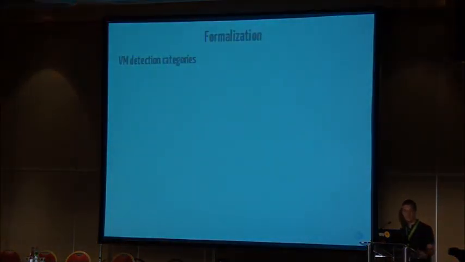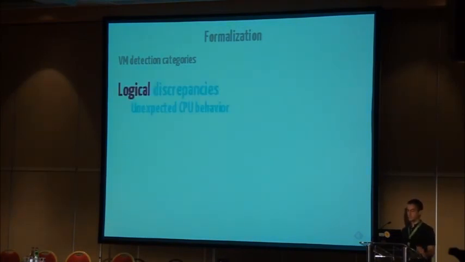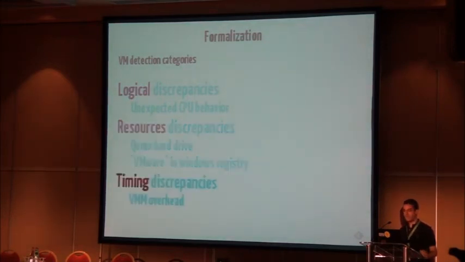Also, I come from the academic world, so I like when things are formalized, and I found some papers which formalize VM detection in three categories. Logical discrepancies, meaning that you have unexpected CPU behaviors, as explained before. Resource discrepancies, such as a QEMU hard drive, which is named QEMU, pretty easy to find. You have the string VMware in the Windows registry for VMware Player, as an example. And you have timing discrepancies. I showed you the ratio, you have VMM overhead.